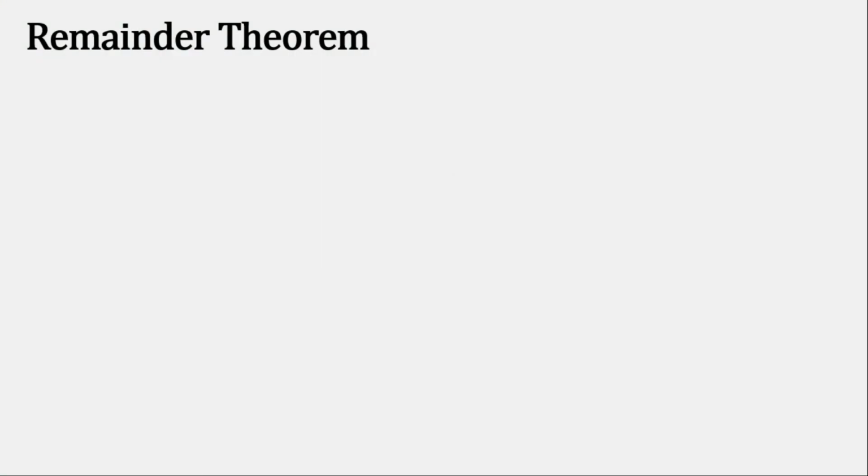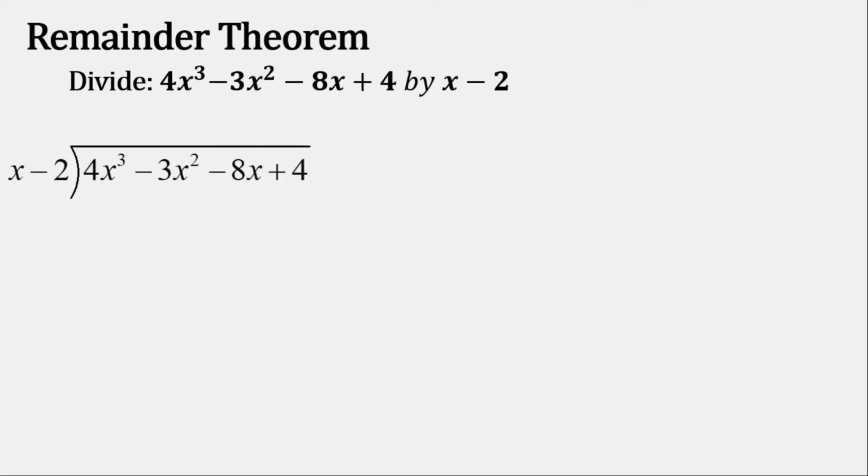Before we discuss the remainder theorem, I just want to do some review on long division of polynomials. If we are asked to divide 4x cubed minus 3x squared minus 8x plus 4 by x minus 2, we will do the following steps. Let's divide the first term of the dividend by the first term of the divisor. That is 4x cubed divided by x, and we get an answer of 4x squared.